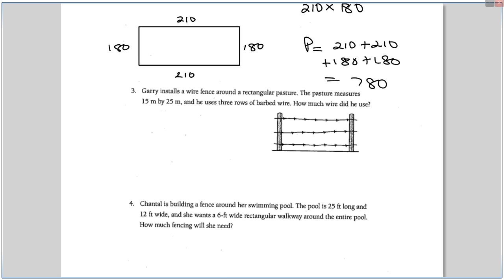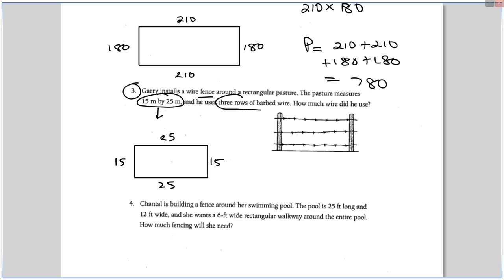Gary here has a fence. We're doing number 3 now. So like I said earlier, a fence. The pasture measures 15 by 25. You have to know what this means. Okay, let me insert a rectangle. So the shorter side's 15, the longer side's 25. And he uses 3 rows of barbed wire. So how much wire will he need?